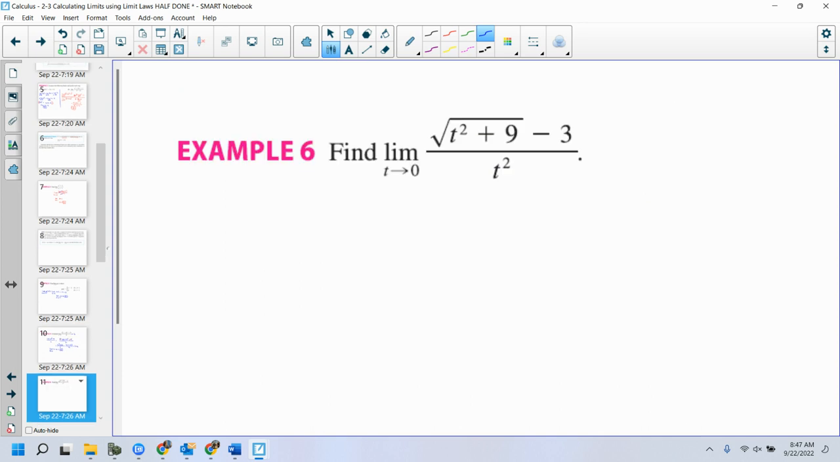Now, this one may look familiar. Remember, we did this one in section 2.2. This is that one that we thought was going to go to 0. But it didn't actually go to 0. It actually leveled out before it went to 0.